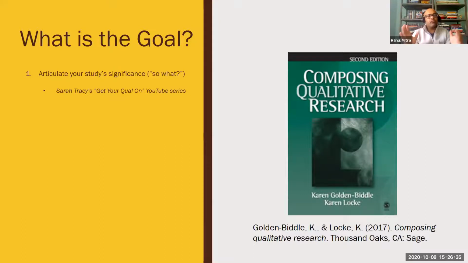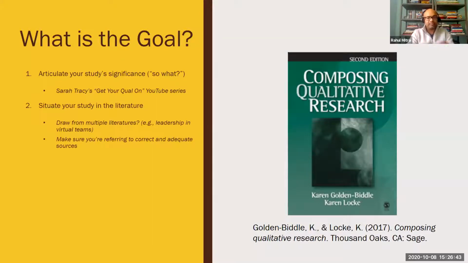The literature review helps you situate that significance in relation to the broader work that's going on in your field of study. That's pretty much the second point right here. It helps you showcase your work not just as a standalone project, but as part of a broader movement of research. In some cases, this research can be across multiple disciplines, not just in your own discipline.